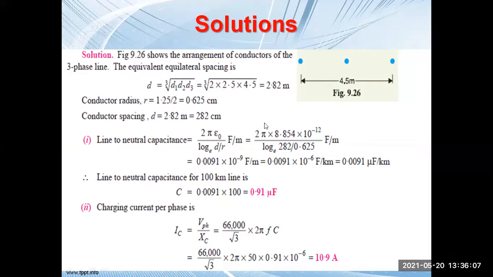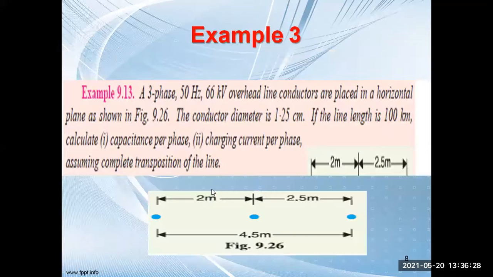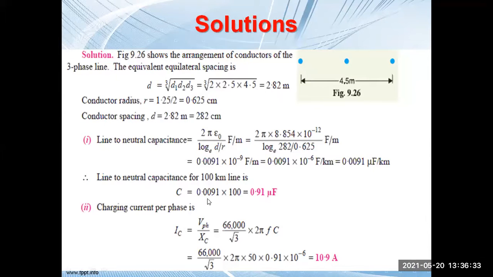Now it is in farad per meter, but we want that value in farad per kilometer, so you multiply this by 1000. Then you will get the data in microfarad per kilometer. Now for the whole length of the line, the distance given is 100 kilometer, and this value is the capacitance per kilometer. So for the whole 100 kilometer length, you have to multiply this to get the total capacitance.